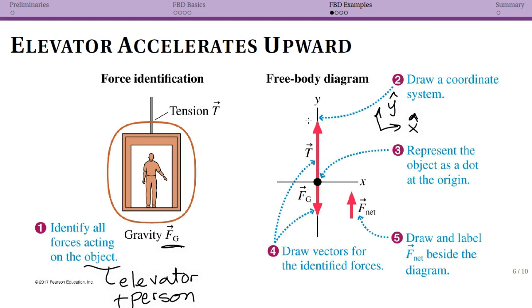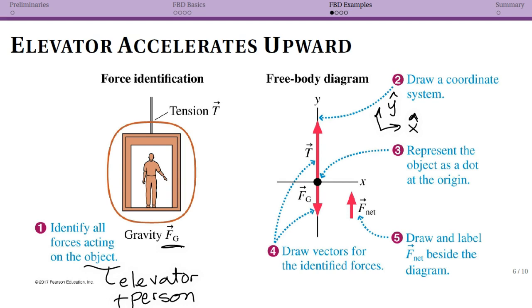Now, it is true that we only need to worry about one dimension in this case, up and down, but you might want to define your X coordinate anyways. So be careful because there might be some problems that you think are one-dimensional problems that are not. So that's step two, coordinate system. Step three, represent the object as a dot. Boom, there you go, it's a dot. Step four is to draw the vectors.